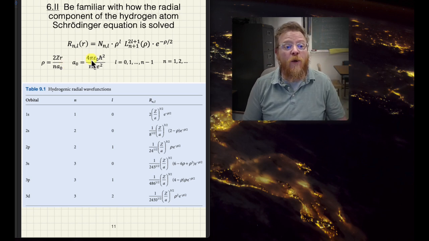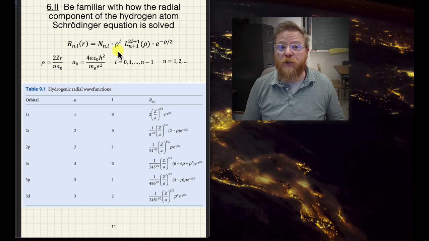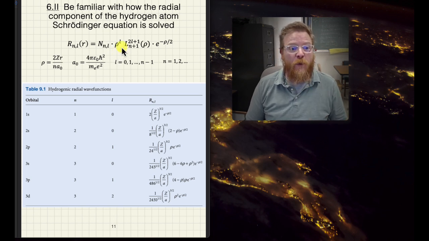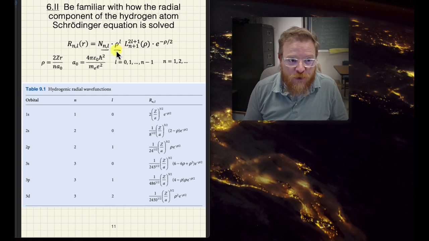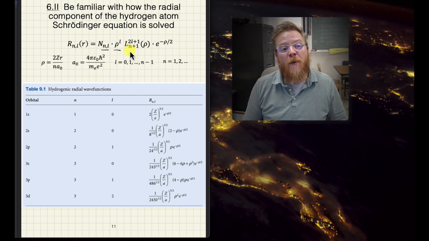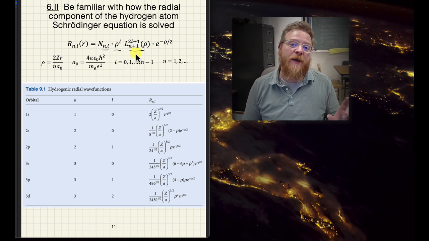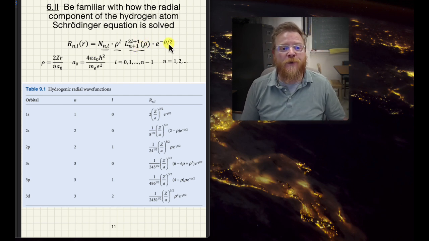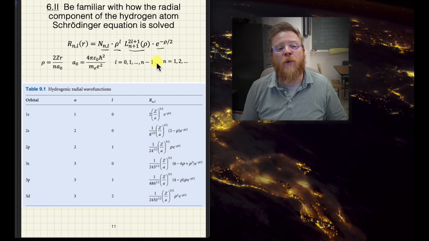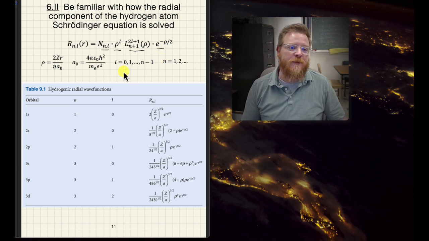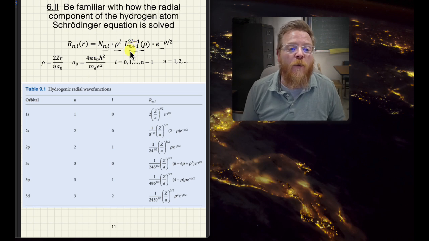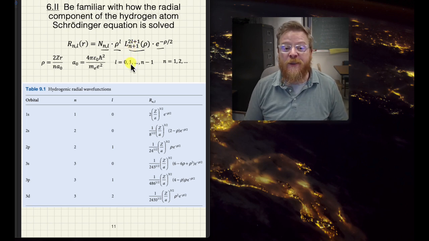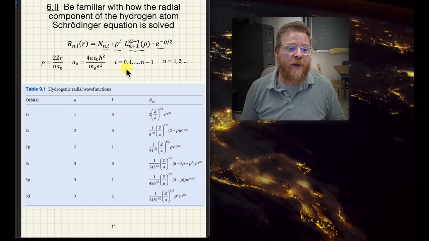So if you recall, we arrived at this solution for the radial component, which depends on some normalization constant times this factor when the electron is very close to the nucleus. This bridge for the electron being at modest distances, that we refer to as the Laguerre polynomials, and this decaying exponential for when the electron is very far from the nucleus. And from this Laguerre polynomial, we get the n and l dependence, as you learned in Gen Chem.